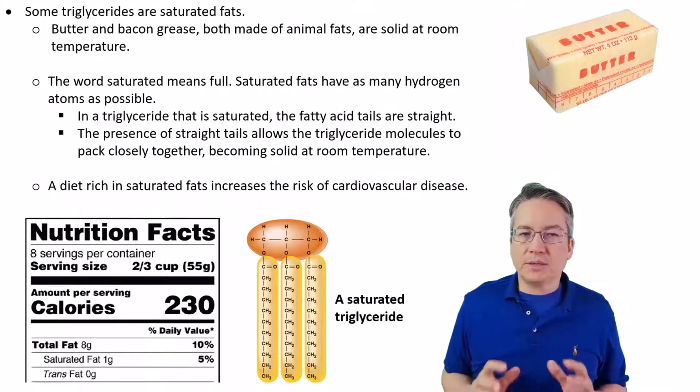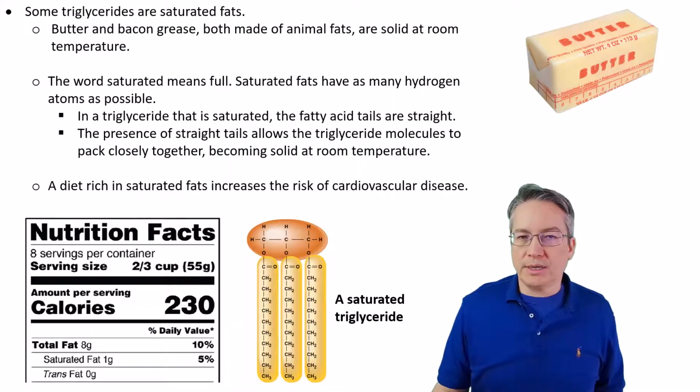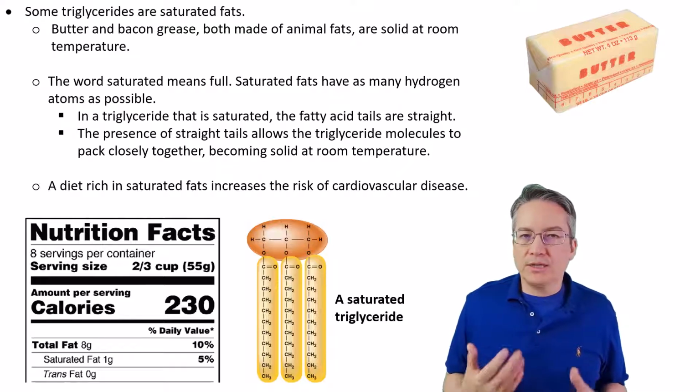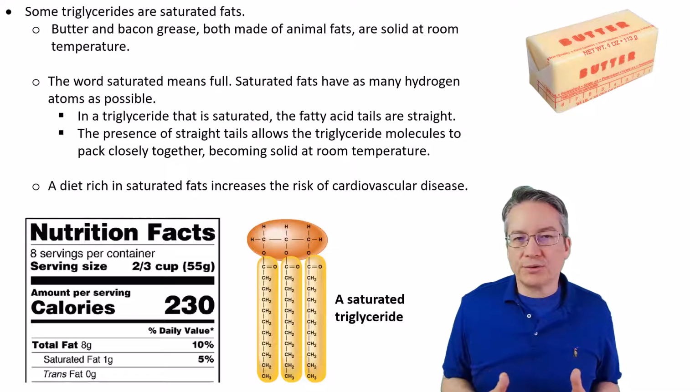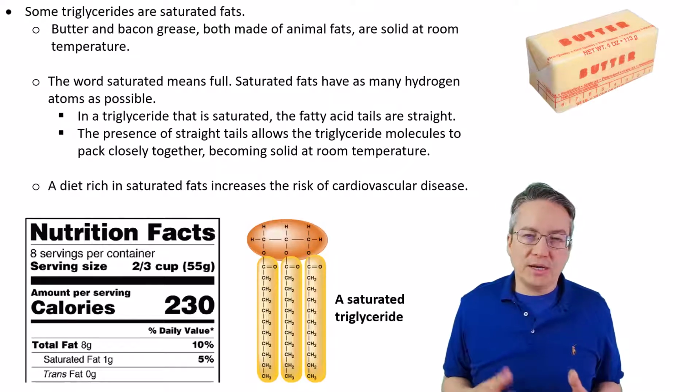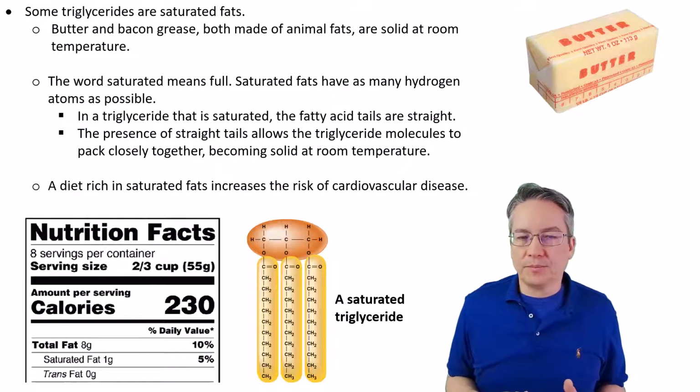Now, some triglycerides are saturated fats. So butter and bacon grease are both made from animal fats. They're solid at room temperature. So why are these called saturated fats? Well, the word saturated means full. So saturated fats have as many hydrogen atoms as possible.